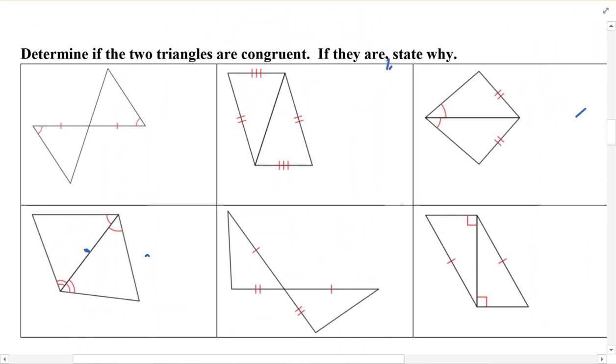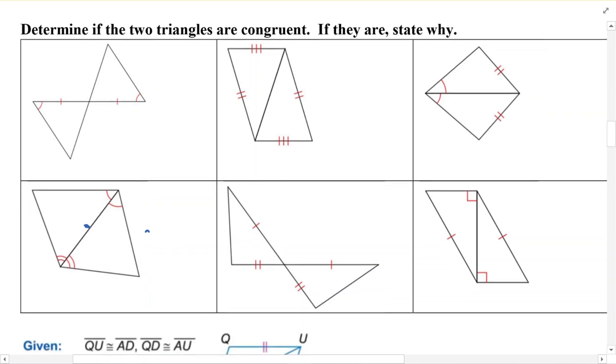The worksheet that I'm going to have you do covers this, where you have to determine if two triangles are congruent, and if they are, state why. So in this first picture, we have an angle that's congruent. We have a side that's congruent, and then we know by vertical angles that these two angles have to be congruent. So we have angle, side, angle. In the next picture, they show us two sets of sides that are congruent, and they share a common side, so by reflexive they're congruent. So this one again is side, side, side.